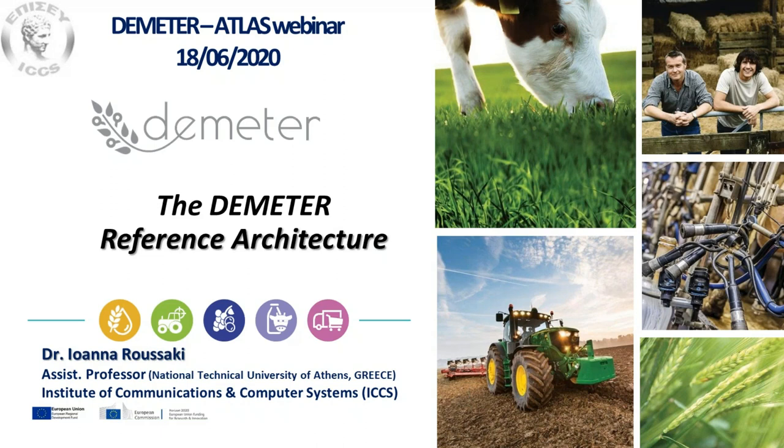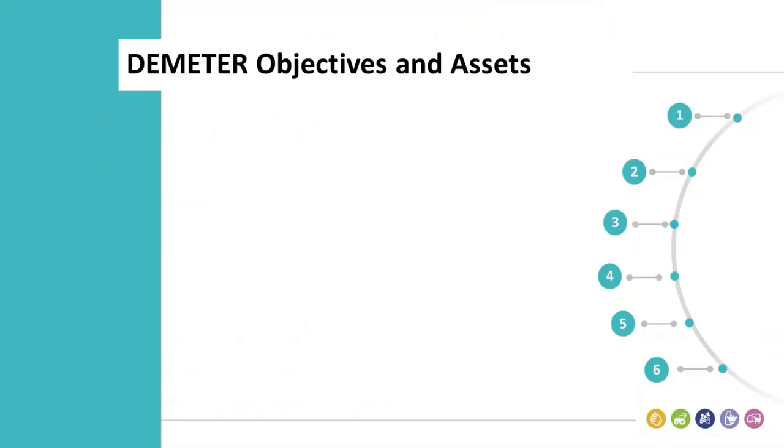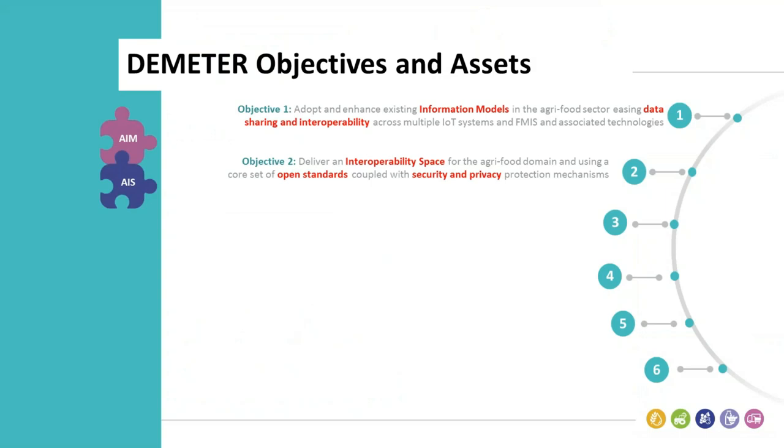This is a very short presentation trying to give you a rough idea of what the Demeter reference architecture is about. First of all, a quick overview of the Demeter objectives. As Kevin mentioned earlier on, one of our main focuses here is to support interoperability on various levels: syntactic, semantic, technical interoperability. This is achieved via the common data modeling approach that we have implemented. These facilities are available via the interoperability space that we provide. We use open standards, and everything is coupled with security and privacy protection mechanisms.